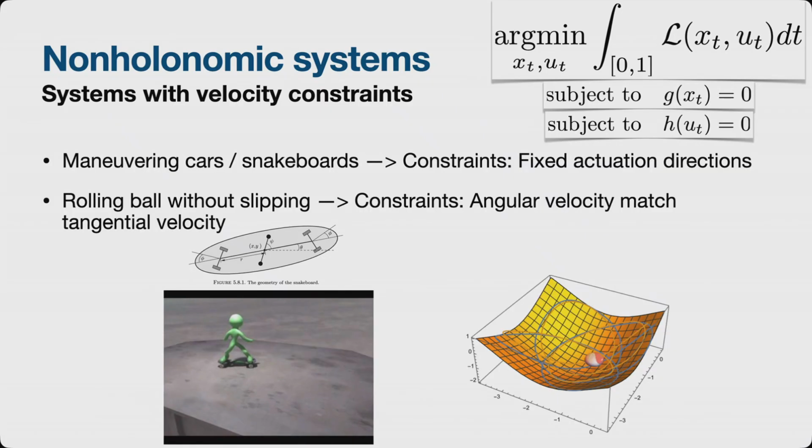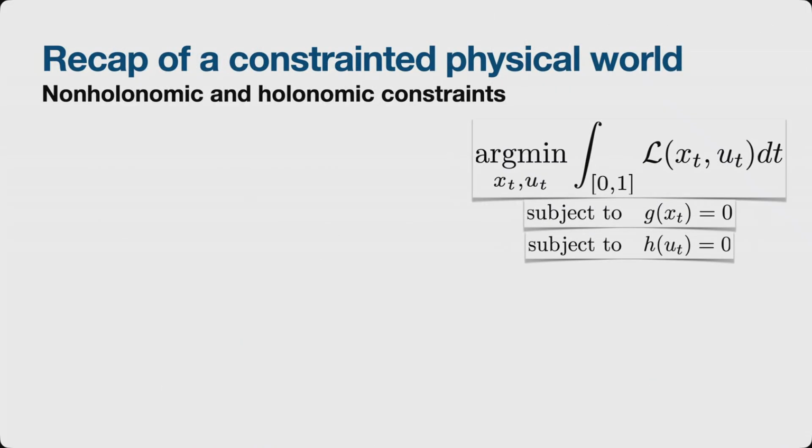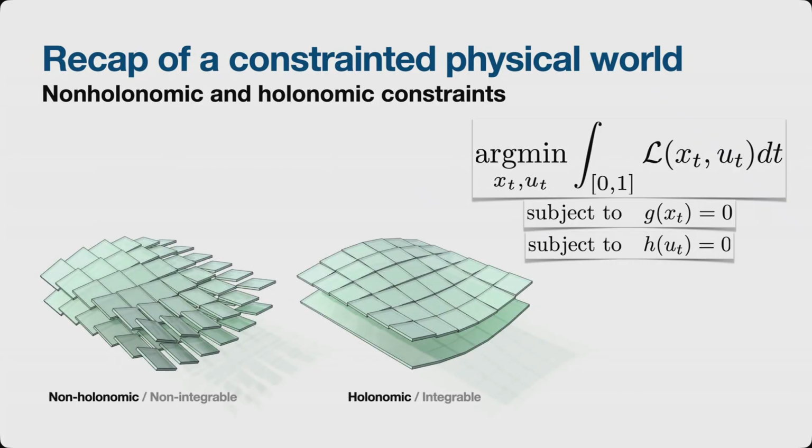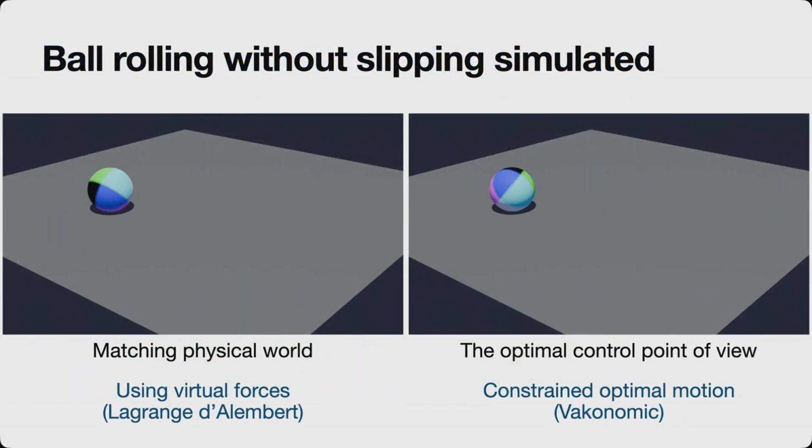Or you have these examples with a ball that is rolling without slipping. So if it needs to roll forward, its angular velocity needs to match its flat velocity. So how do you study these systems that have non-holonomic constraints? Because if they have holonomic constraints, like the pendulum, you can just change the configuration space so you don't even see the constraint. But you have to deal with these non-holonomic systems. And just to recap, one of them is integrable, one of them is not. It looks like this. So let's just put it to the test and do a rolling ball without slipping.